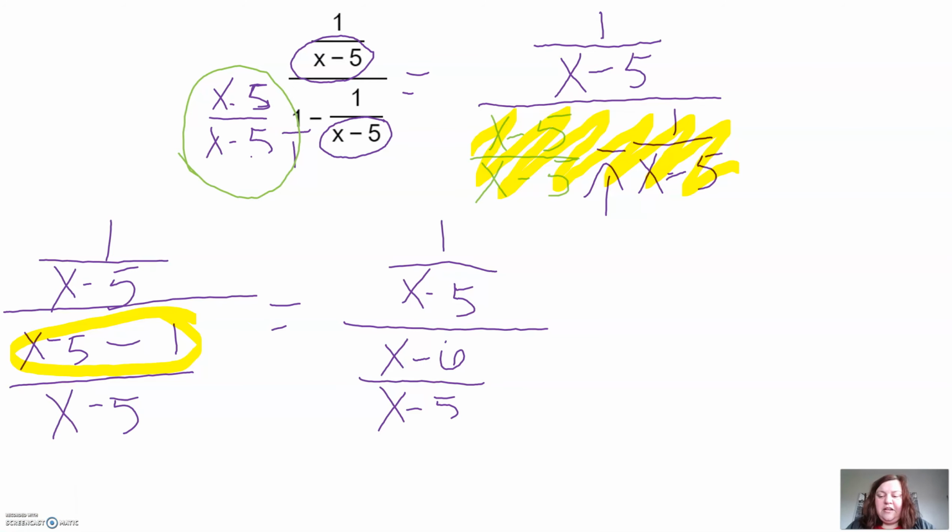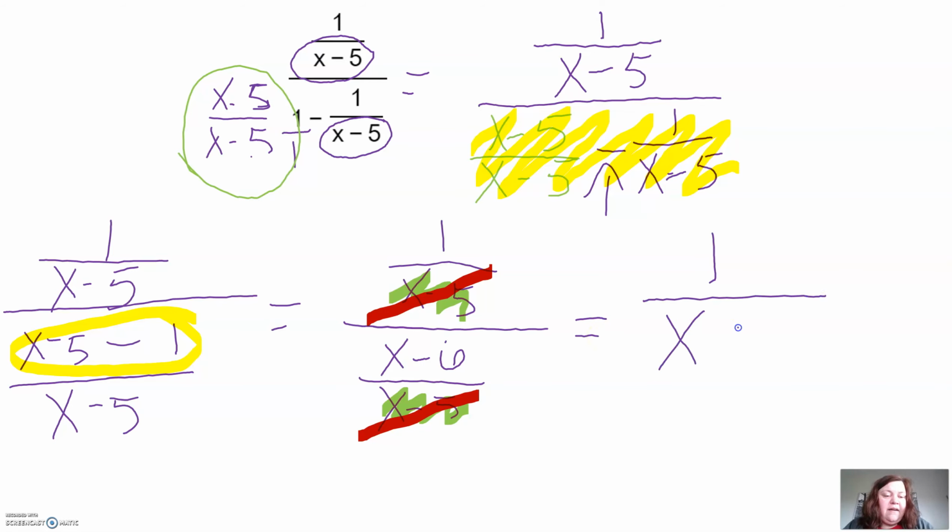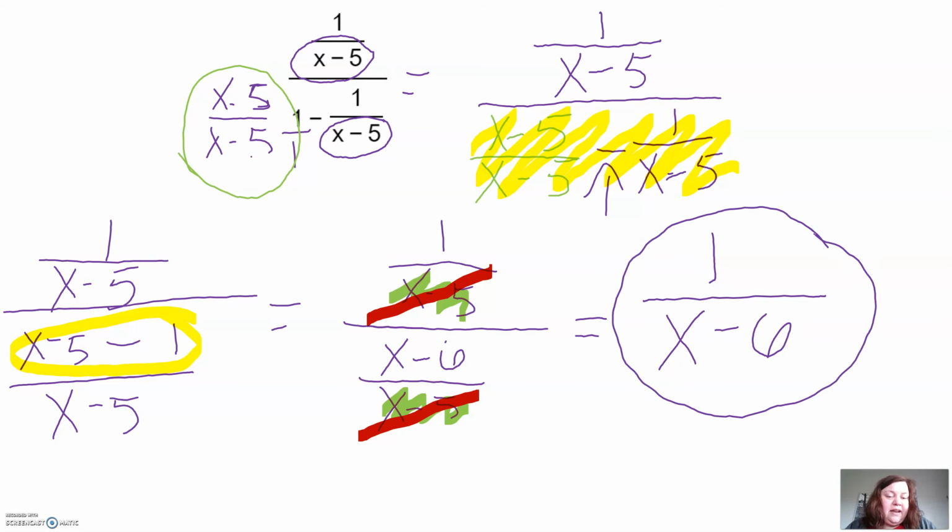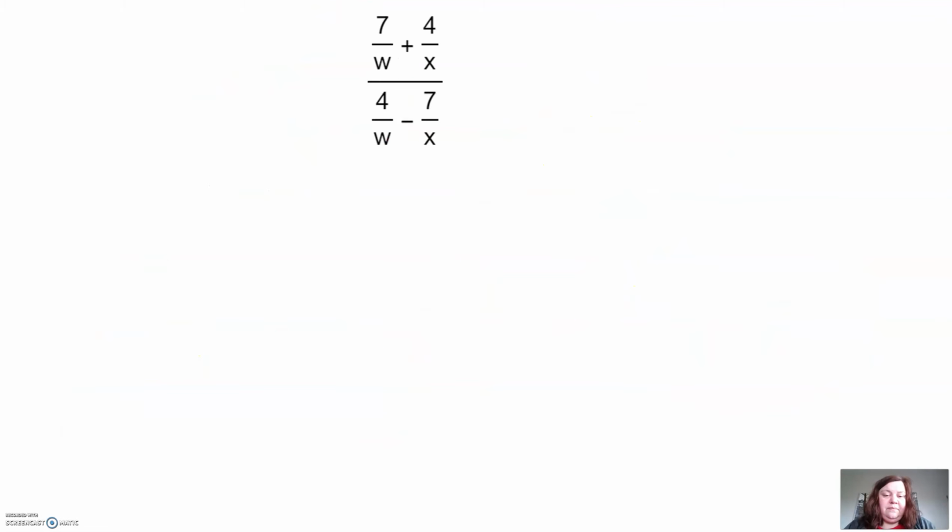Now on closer inspection, you might notice that these are the exact same denominators. So they have that factor in common. So we can go ahead and factor those out. So now all that's left in the numerator is 1. And in the denominator I have x minus 6. That would be my simplified fraction. So I went from this up here to simplifying to this. Okay. Let's try another one.